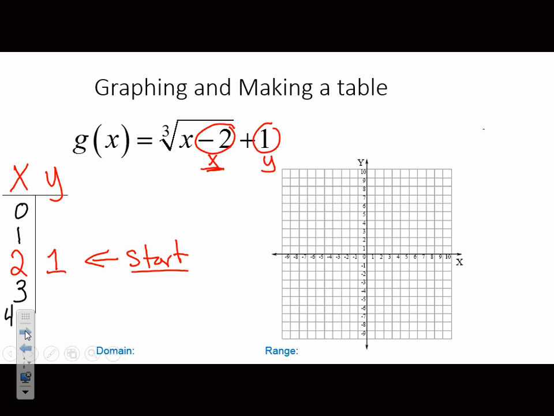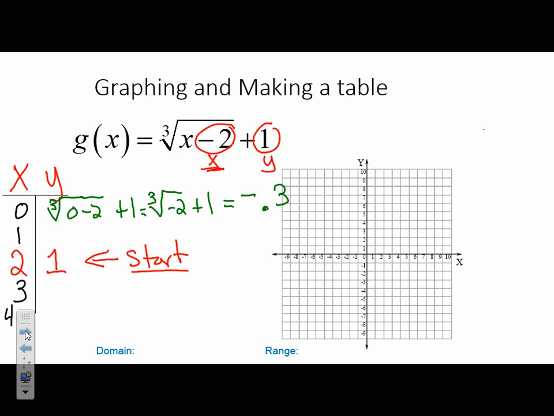Now we're just going to plug these in. So for 0, we're going to do the cube root of 0 minus 2 plus 1. So we have the cube root of negative 2 plus 1, which is going to equal negative 0.3.